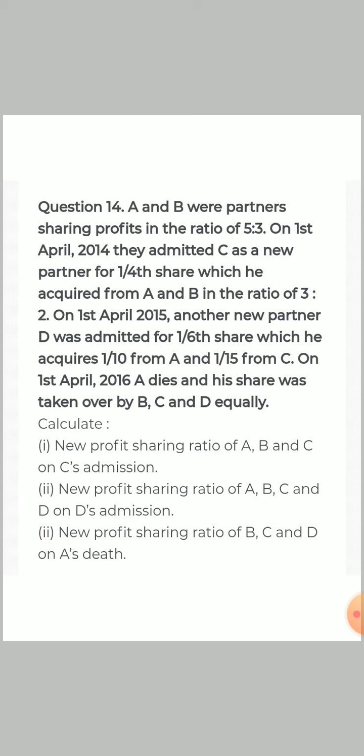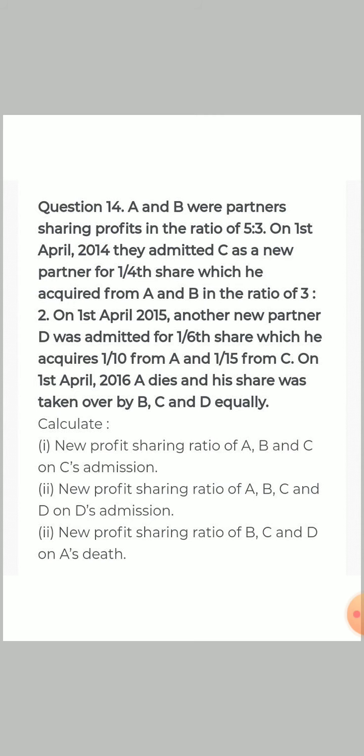Then there's a long question that states A and B were partners sharing profit in the ratio of 5:3. On 1st April, they admitted C as a new partner for 1/4 share which he acquires from A and B in the ratio of 3:2. Then they admitted another partner D for 1/6 share which he acquires 1/10 from A and 1/15 from C. And then A dies and his share was equally taken over by B, C and D. So there are three questions in a single question.